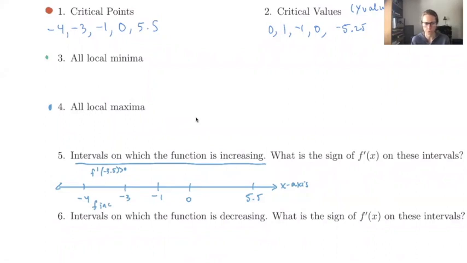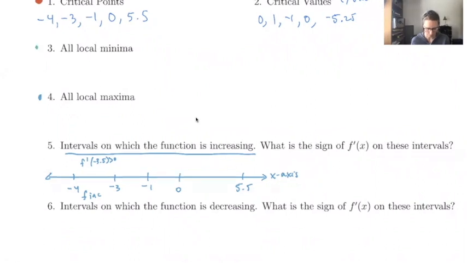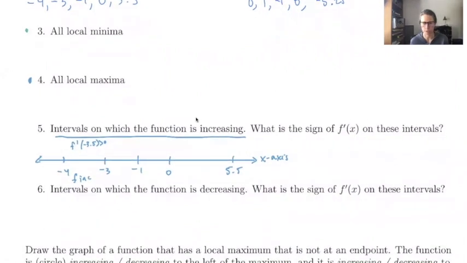So if you need to find your intervals of increase and decrease, the boundaries of your intervals are going to be critical points. And that works because your function is always increasing or always decreasing in between consecutive critical points. What questions do you have for me about answering 5 and 6? I'm not going to do that here.